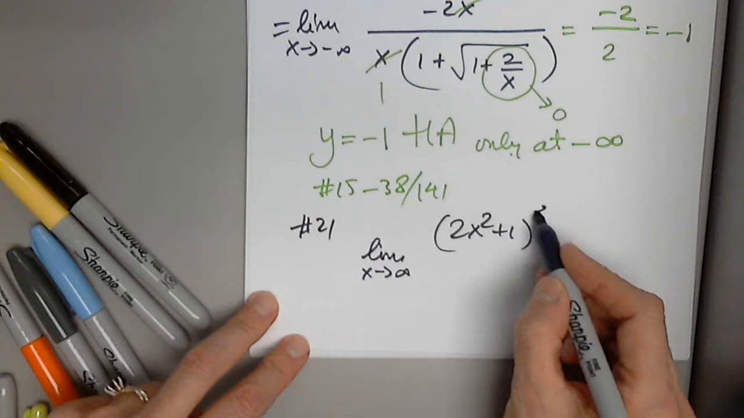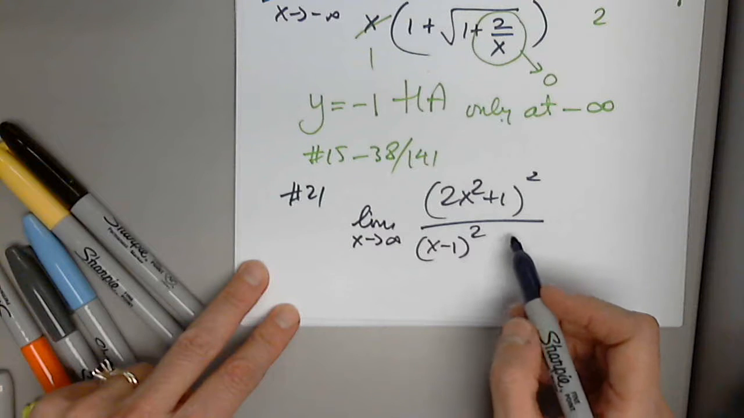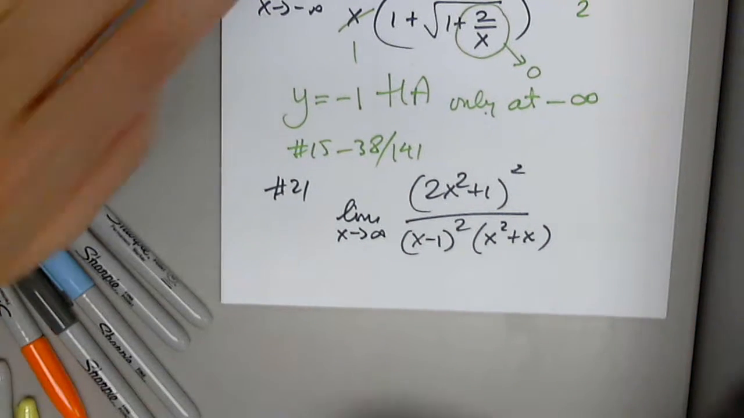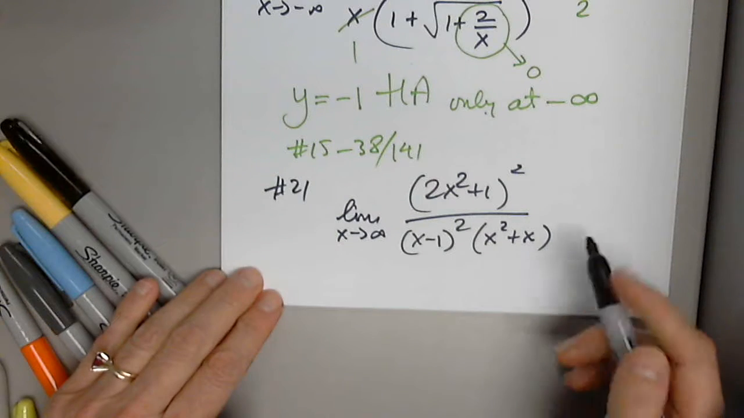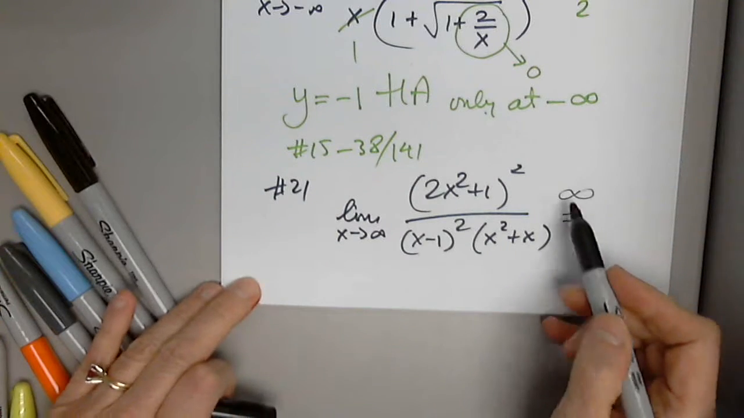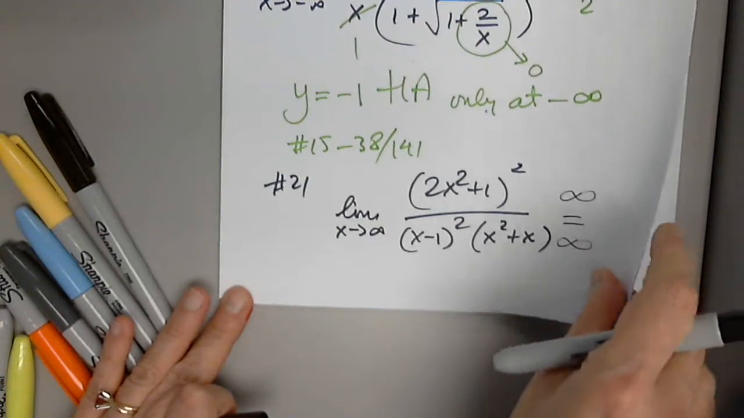2x squared plus 1 squared over x minus 1 squared times x squared plus x. Very good. So the top, where does the top go? Of course. Where does the denominator go? Infinity. Very good.